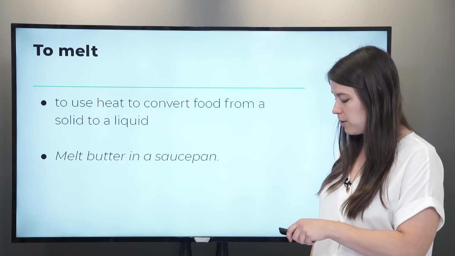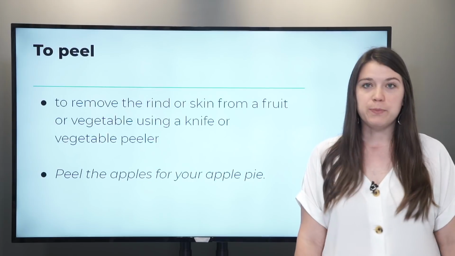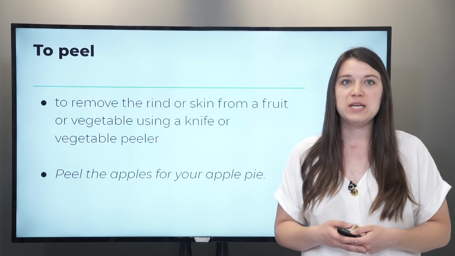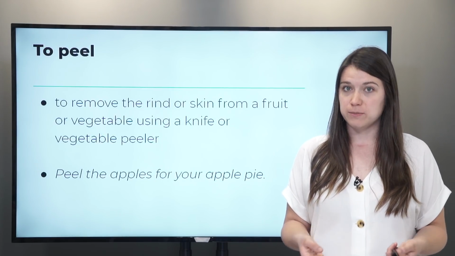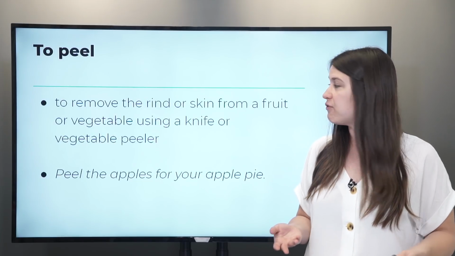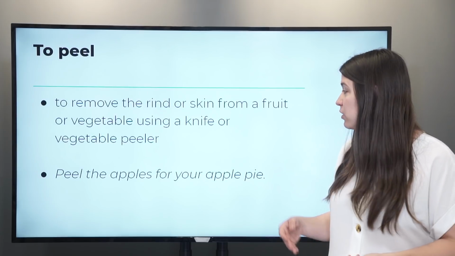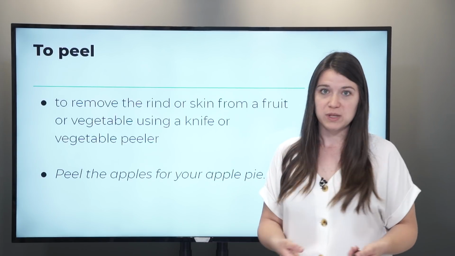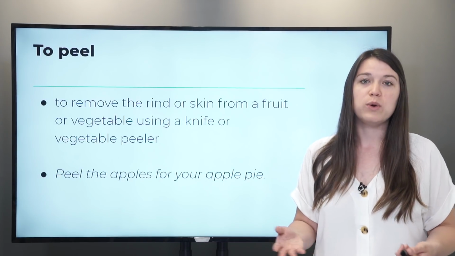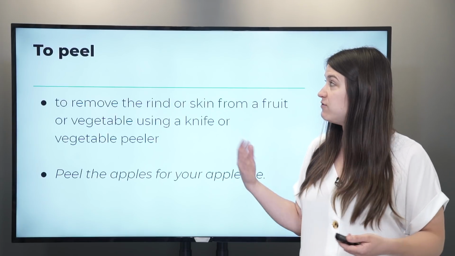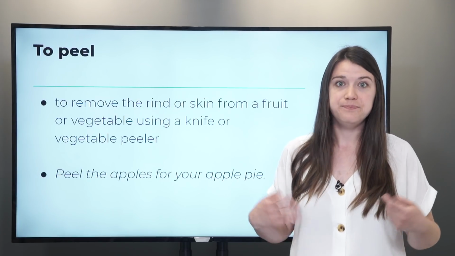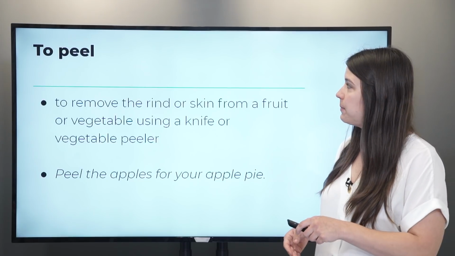Okay, let's continue with our baking vocabulary. To peel, okay? To peel means to remove the rind or the skin from something, and we can do this using a knife or a vegetable peeler. For example, peel the apples for your apple pie. Normally when we're going to cook with something, we remove the skin. So we have to peel it first before we can continue with our recipe.